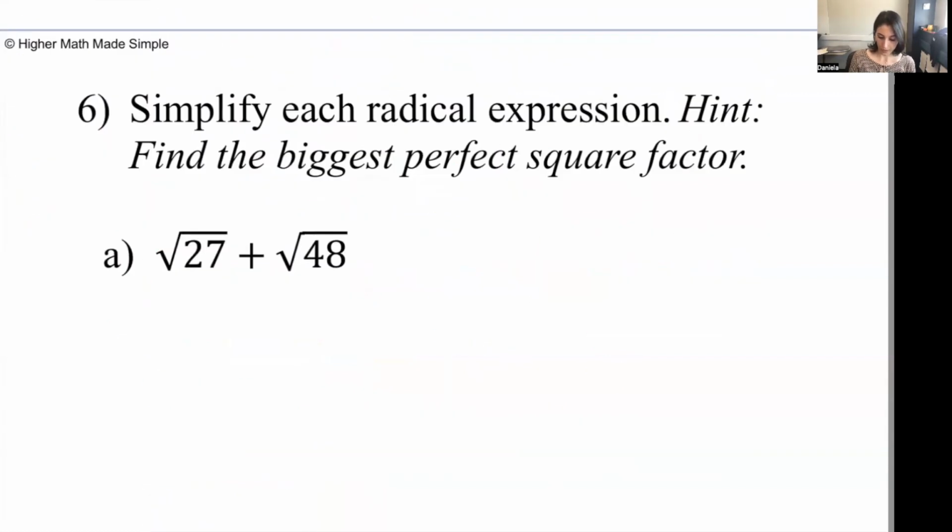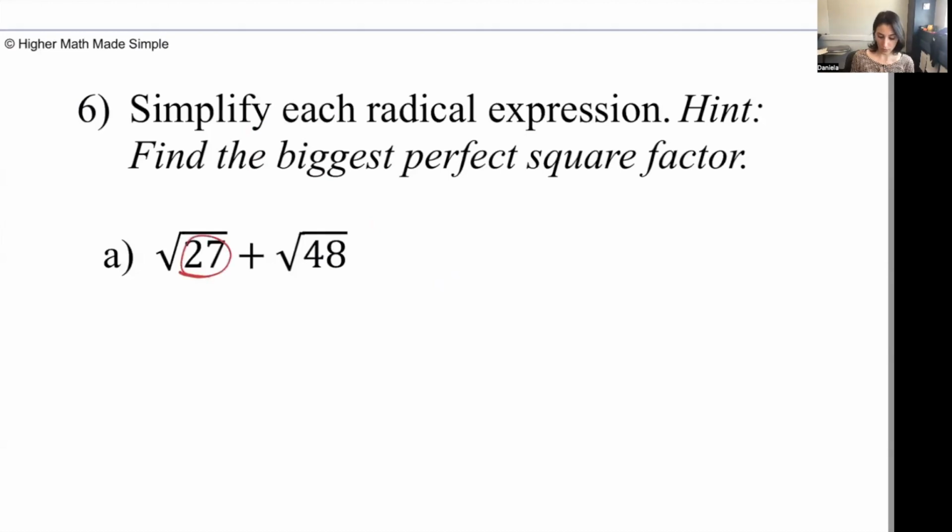All right, number 6. So how do you simplify a radical expression? I did write a hint here that you're going to find the biggest perfect square factor. On the side, we're going to simplify them separately. And actually, let me back up a little bit. How do I know?